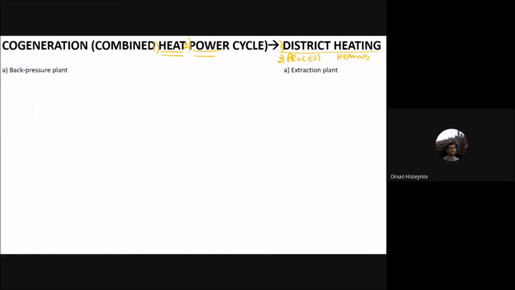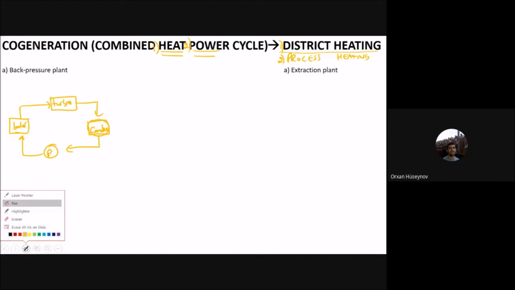The first one is the back pressure plant, and this is the simpler one. Here you have the boiler, then the turbine, and then the condenser here, and from that condenser you have the pump, and then back to the boiler again. What we are doing is that inside the condenser you are giving off heat. So this one is Q out, and you can use this Q out for district heating or process heating. So you will make this a heat exchanger.